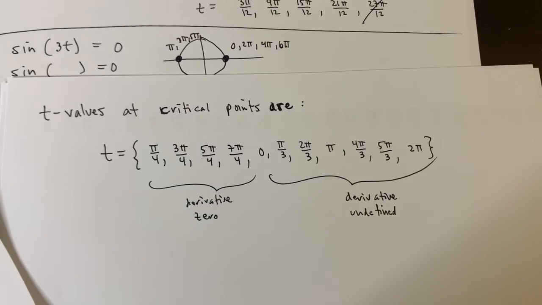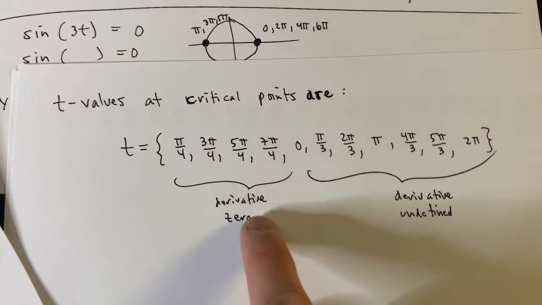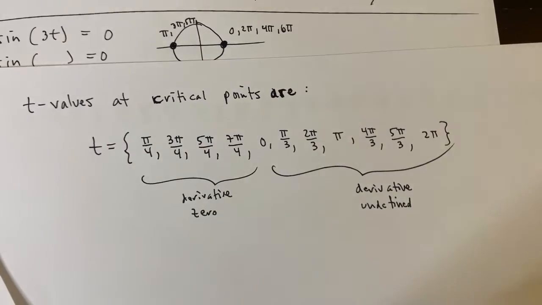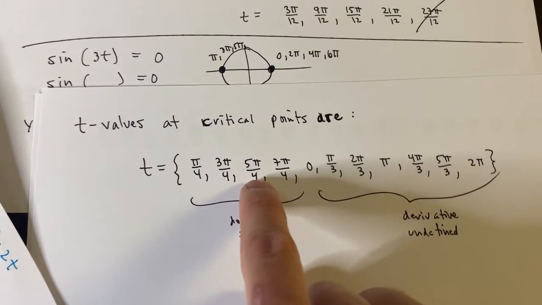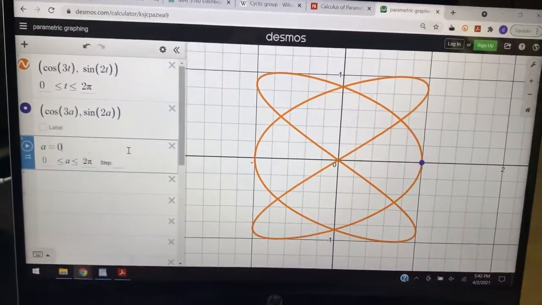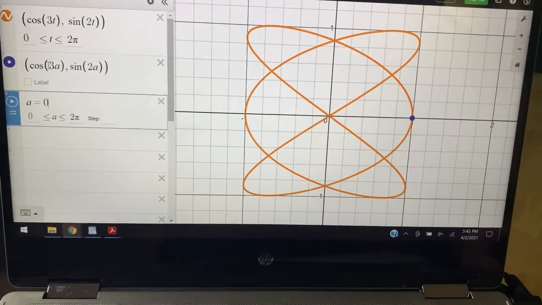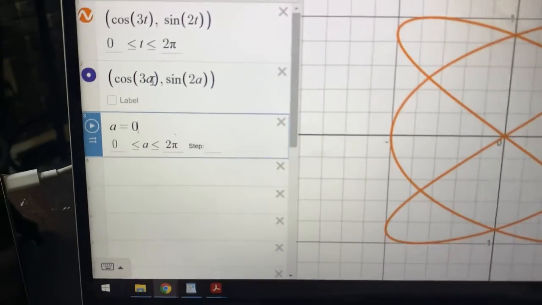Now let me show you something kind of cool. The proposition is that these first values are where the derivative is 0, and these back values are where the derivative is undefined. So let me just randomly pick 5 pi over 4 and plug it in for t into the graph. This is what you type in box 1 to make the image. And in box 2, I typed in the same thing, but instead of a, I'm going to type in t.